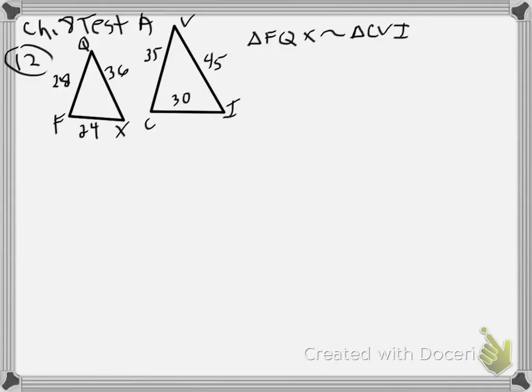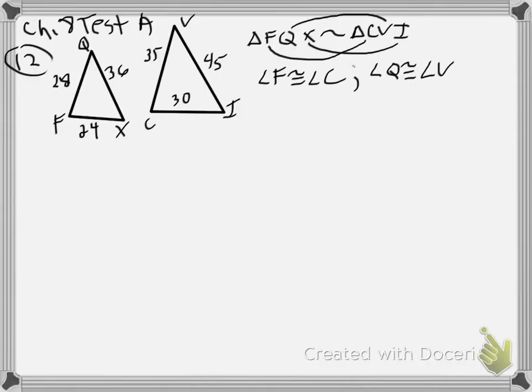First of all, it tells you that angle F and angle C go together. So you should just write angle F is congruent to angle C, because it's asking you to list pairs of congruent angles. There's one pair, and it's got Q written second and V written second. So angle Q is congruent to angle V. And the last one is X and I. Angle X is congruent to angle I. So that gets you 3 points just for matching up angles.